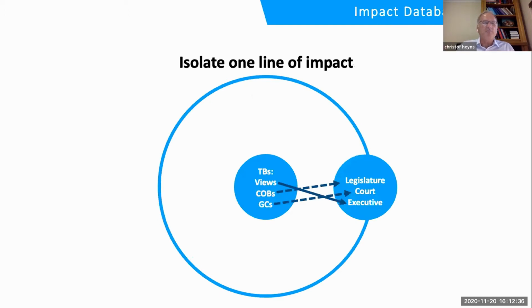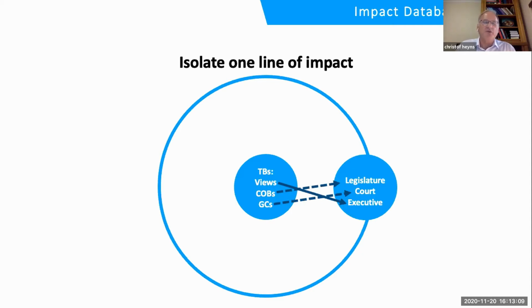But to understand that bigger picture, the idea is to isolate every single line of impact, to go back and then say for a particular treaty body in a particular year, if you look at its views at a particular session on one of those 193 countries that may have had an influence on its executive, then we identify that line of impact. We know there are many other lines as well. It could have been the general comments. It could have been the COBs of the treaty bodies. It could have been the inquiries as well.